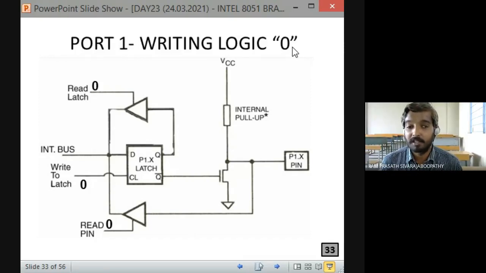If we take a port, the functionality of one pin is how the remaining pins will also behave. Correct? Yes or no? See, if we take port 0, port 0 has 8 lines, correct? 8 pins. Once we know the functionality of an individual pin, the remaining 7 pins function the same way. Fine. So here we are considering only a single bit. I am taking only one port pin, only one bit.